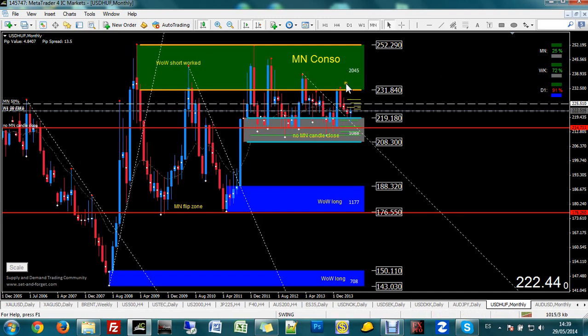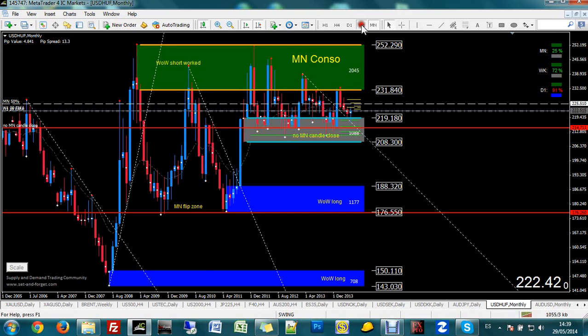It's ranging between all these areas. Okay, so as you can see, here is a very important thing. Look at this: no monthly candle could close underneath these areas. You see, a wick, no close underneath those areas. So it's a strong support, okay, caused by this demand area.